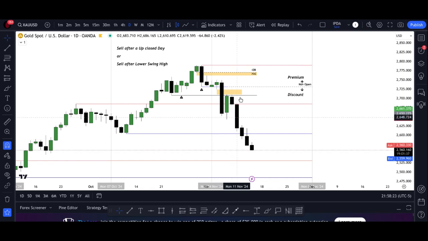As we can see, we got this leg lower after running the IPDA 20-day low. Still expecting some type of retracement, right? Maybe back up to this last up close candle, maybe into this SIBI as well, or some type of retracement. But as we stand, the sentiment is bearish on gold. Dollar is clearly bullish, and we can see GU, AU, EU, and NU selling off.